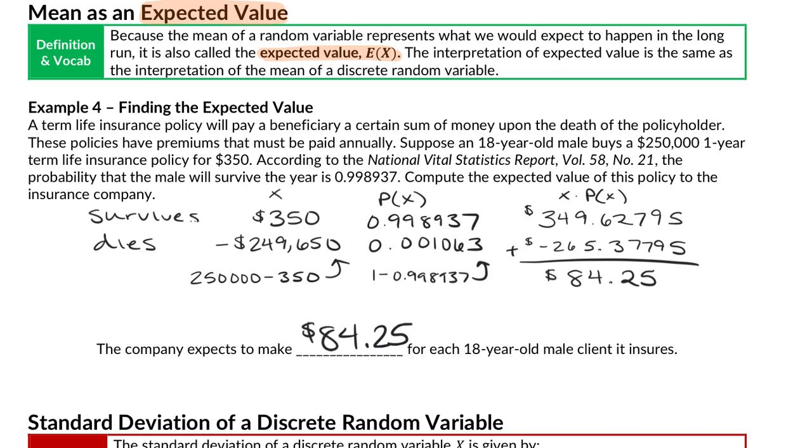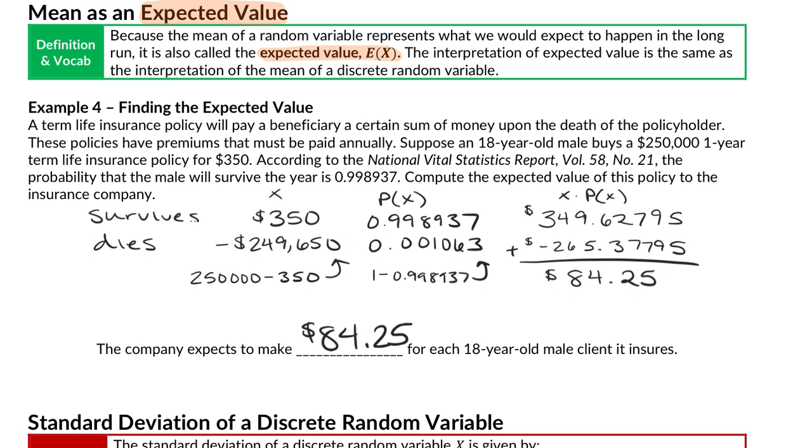Because they're going to bank on a lot of them surviving. So they have this cost of $350 to make up for the ones that don't survive and the ones they have to pay out the money for. But they should still expect to make that much money per male client. That's how insurance companies decide their premiums, based on your age and the probabilities of the things happening that they're insuring against.